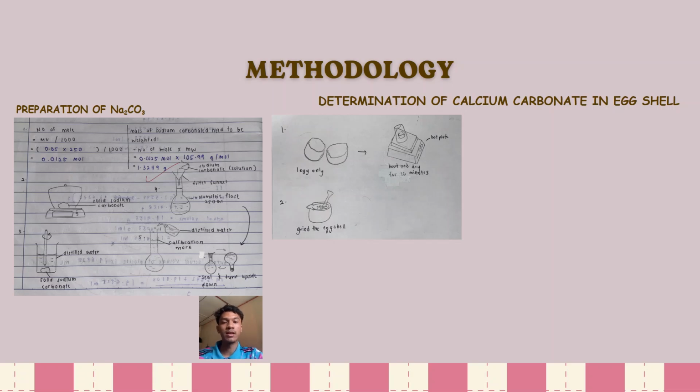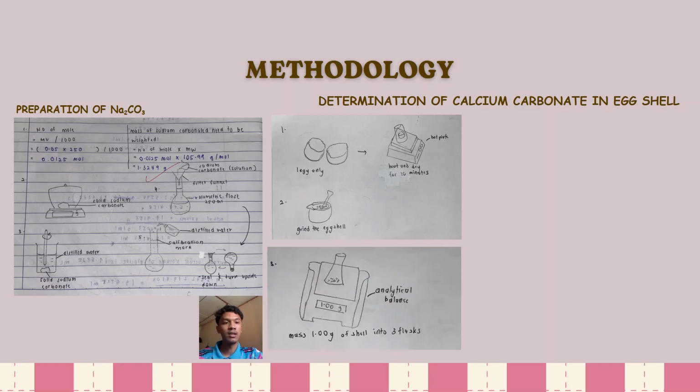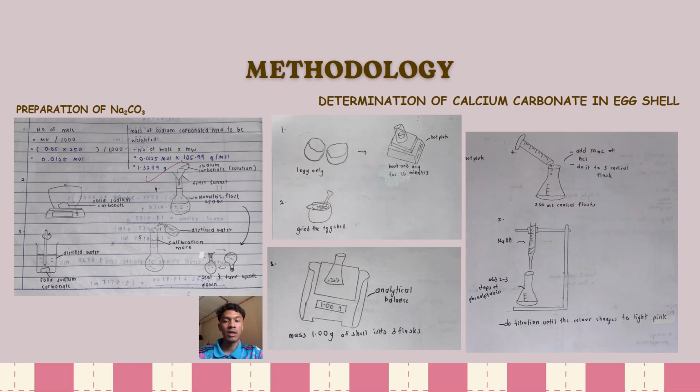And then for the determination of calcium carbonate in eggshell, we are going to use an egg. We are going to heat and dry it for 10 minutes, and then grind the eggshell and weigh 1 gram of eggshell into 3 different flasks. Then we are going to pipette 50 ml of hydrochloric acid into the flasks that contain the shell, and titrate it with the sodium hydroxide contained in the burette until the color changes to light pink.